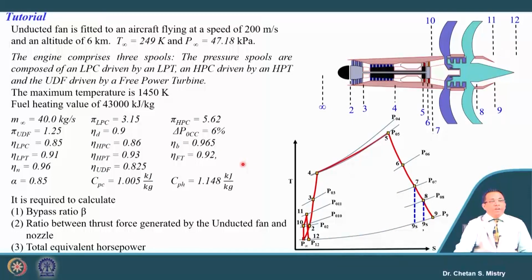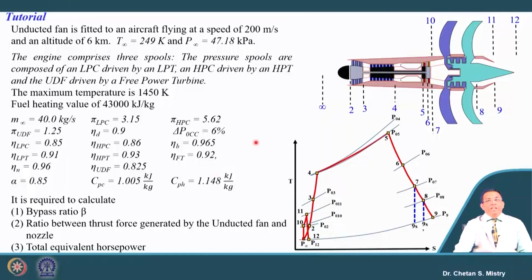It says the split factor is 0.85, the Cp value for air is 1005 joule per kg per Kelvin, and the Cp value for hot gas is 1.148 kilojoule per kg per Kelvin. We need to calculate the bypass ratio, the ratio of the thrust generated by the unducted fan and the nozzle, and the total equivalent horsepower. That is what is required to be calculated for this configuration.